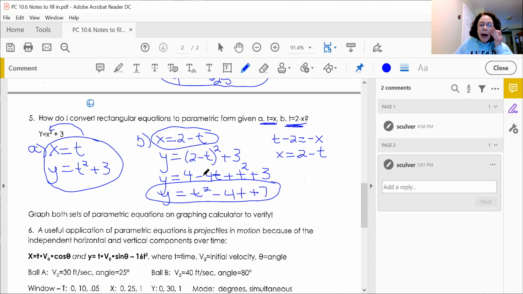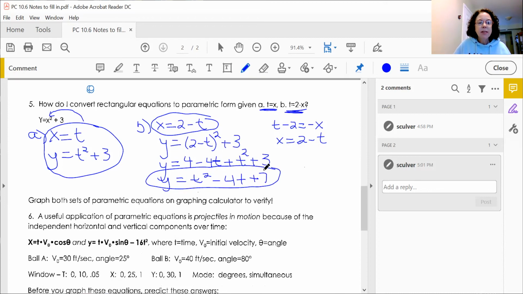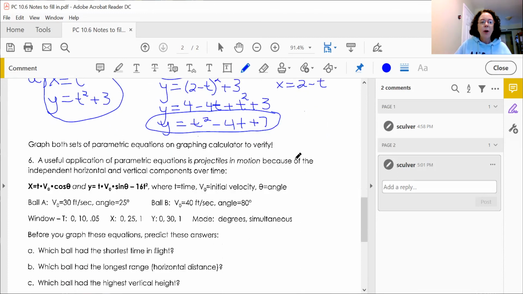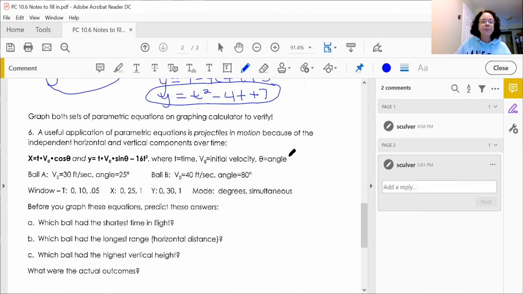Okay. Now, last, graph both sets of parametric equations on the graphing calculator to verify. I'm sure that you can do that. Okay. So let's go on. Let's look at number 6.